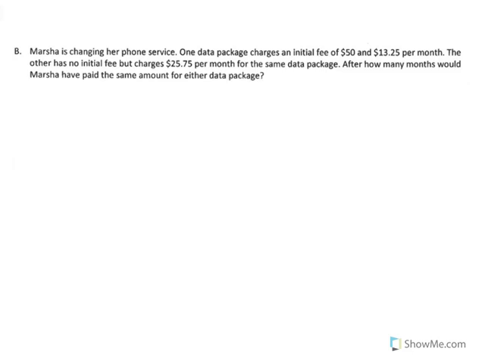I'm going to go back through and underline some key information. I know that one data package charges an initial fee of $50 and, meaning I could put a plus sign, $13.25 per month. Per month means I have a variable. The other has no initial fee but charges $25.75 per month. Per month means I can put the same variable, because the first one was per month, so that means the second one is per month, the same variable for the same data package. I'm going to go ahead and write my information that I have.